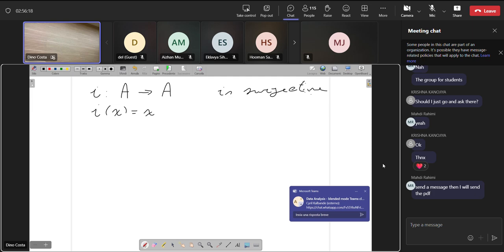Other functions that are surjective, I put some example here. The function is surjective. P of x is not, but pay attention, we can do something. P of x is the parabola. It takes an element of R into an element of R, a real number.